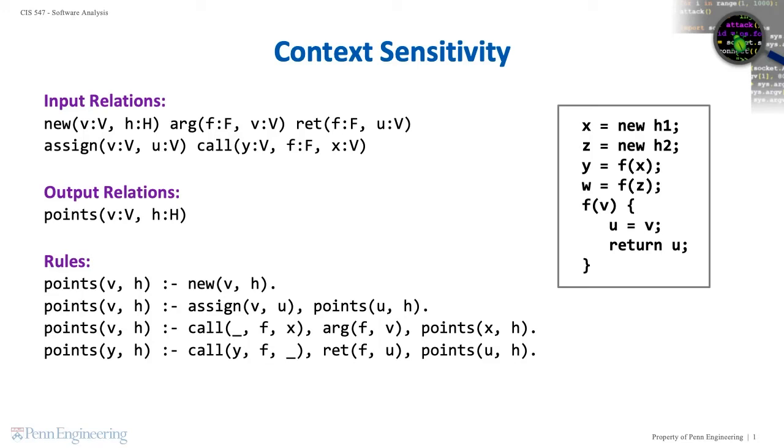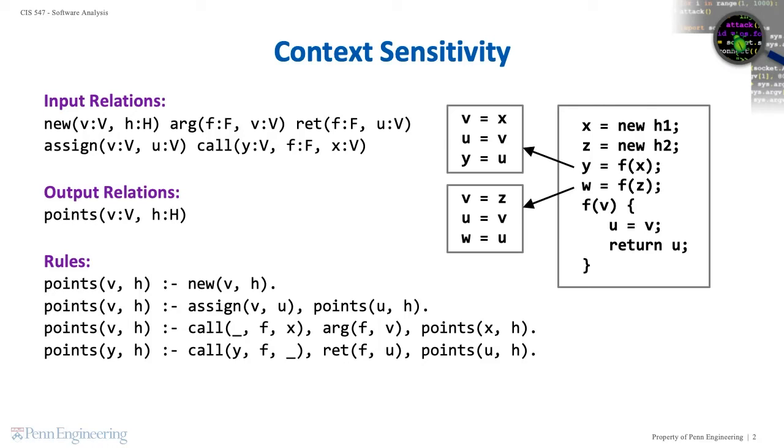For example, consider this new program. The program has 4 statements, 2 object allocation statements, x is assigned new h1 and z is assigned new h2, and two function call statements. y is assigned f of x and w is assigned f of z. Function f is as before. It takes a single argument v and has two statements in its body. u is assigned v and return u.